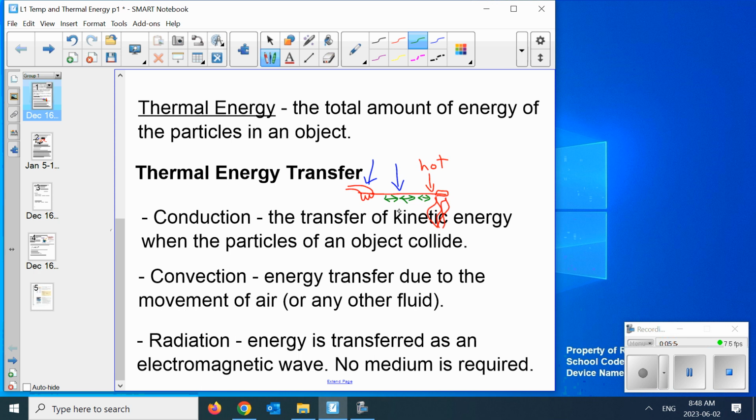Well, what about convection? That's energy transferred due to the movement of air or any other fluid, I said. When you hear the word fluid, most people think of just liquids, right? But gases, even though you don't see them, are fluids. They take the shape of the container they're in. Gases and liquids. And within that, there's convection currents.